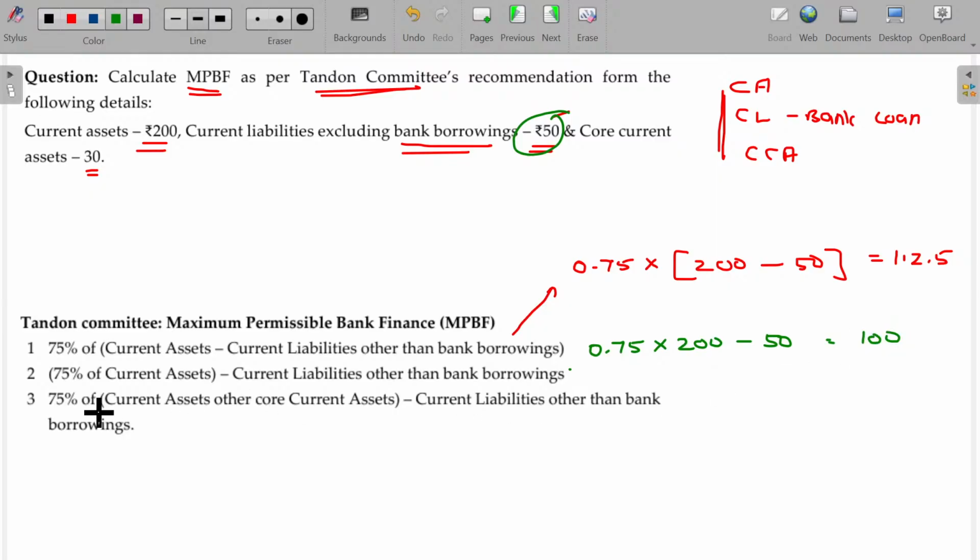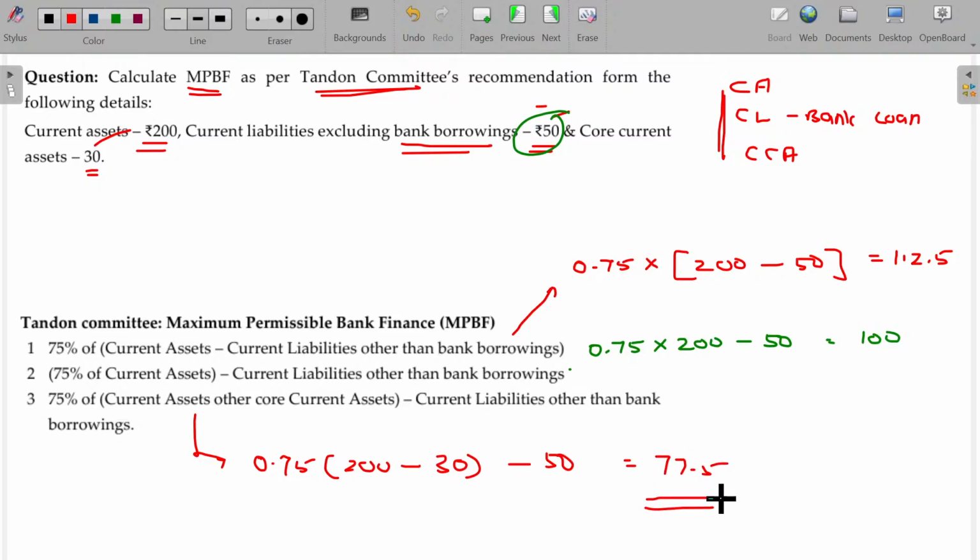Last one being 75% of current assets other than core current assets. Core current asset here being 30. From there, current liabilities other than bank borrowings can be subtracted. What's the final value?